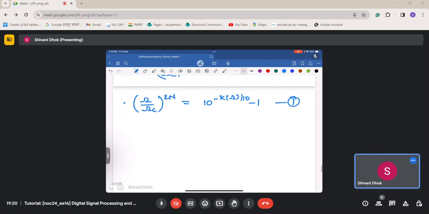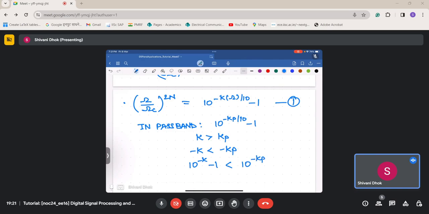So in pass band, we have 10 to the power minus kp by 10 minus 1. And in pass band, what do we have? We have k of omega greater than kp. So minus k will be less than minus kp, which means that 10 to the power minus k minus 1 will be less than 10 to the power minus kp by 10 minus 1, and this will be less than or equal to.